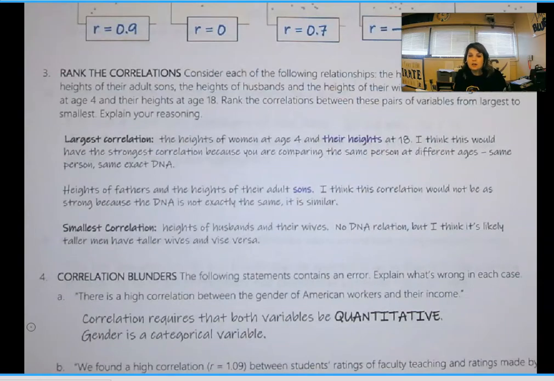The next one I have is father-son, and then the smallest one I think is the heights of husbands and their wives. I do think that there is a correlation. I wouldn't be surprised to find out that taller men have taller wives and shorter men have shorter wives, but I don't know how strong that correlation is. I definitely think that it would be weaker than the other 2, where there's some DNA involved.